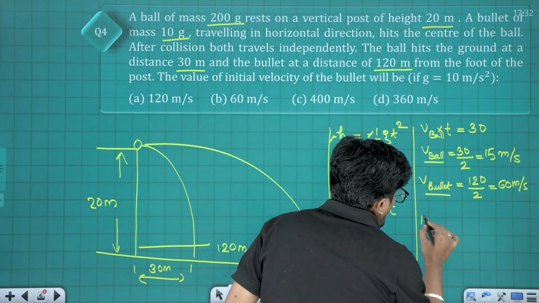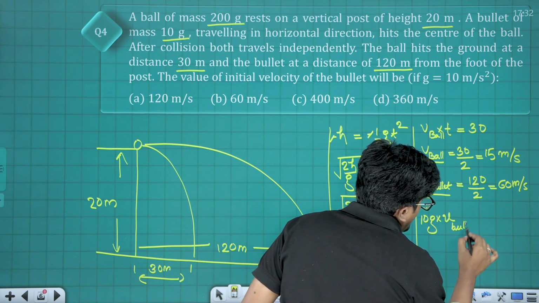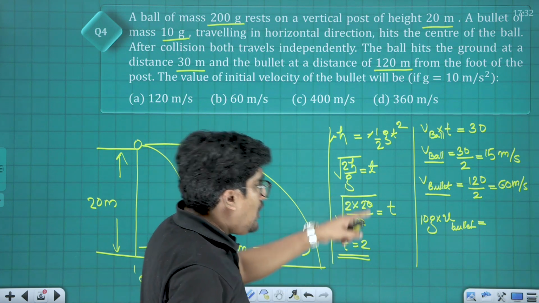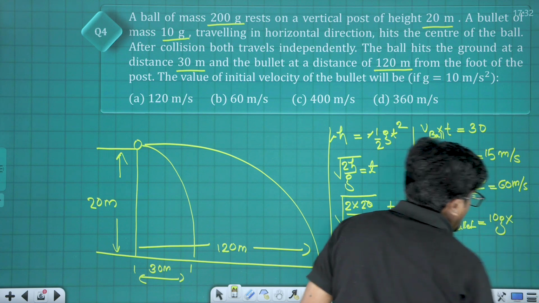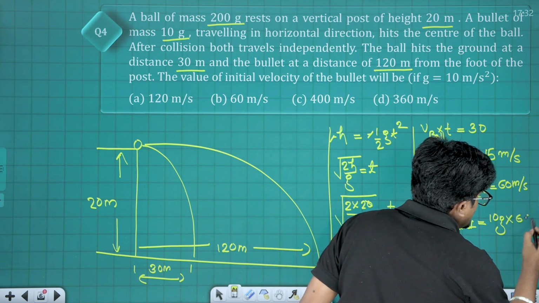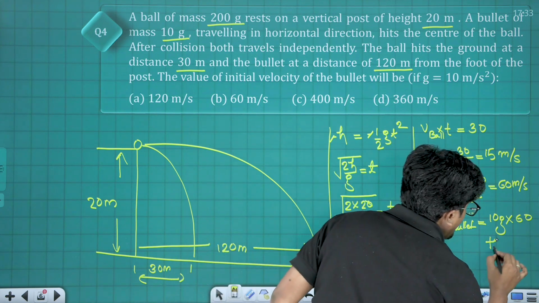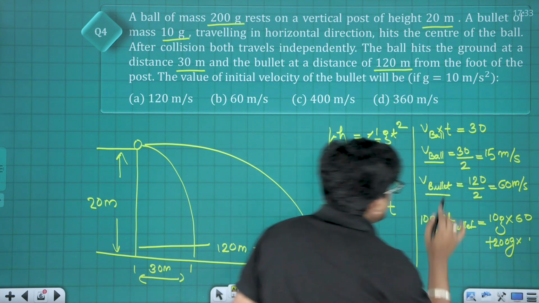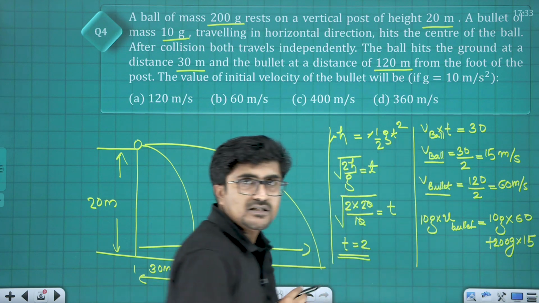So 10 gram into initial velocity of bullet is going to be, again, mass of bullet, that is 10 gram into its final velocity. Final velocity is what? 60, plus mass of the ball, it's 200 gram, into what is its velocity? 15 meter per second.